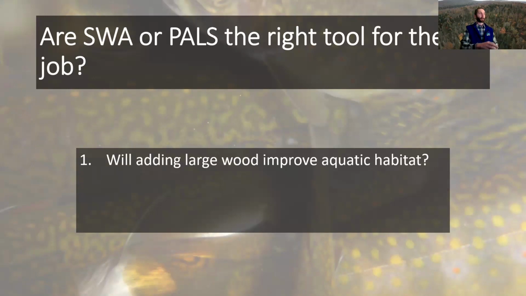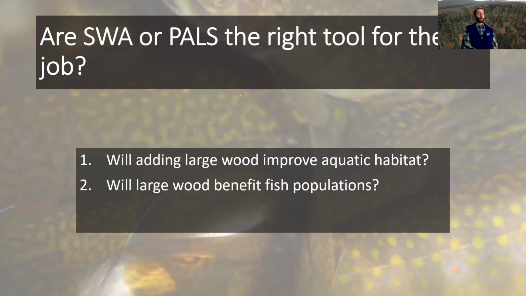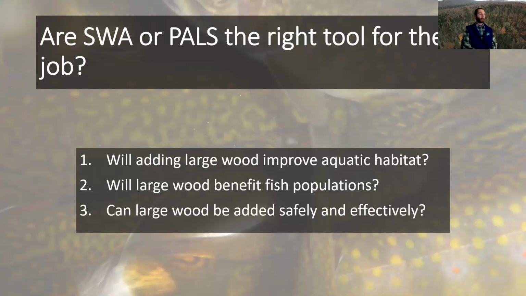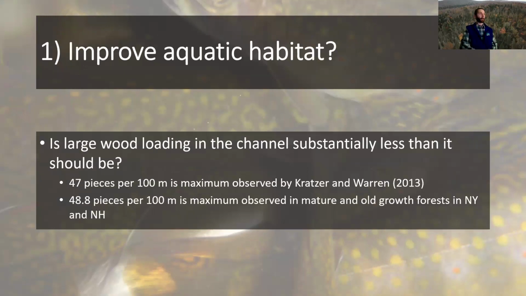The first big question is, will adding large wood improve aquatic habitat? Will large wood benefit fish populations? This one might be optional for you depending on what your goals are. You don't have to do this with the goal of benefiting fish, because there are other benefits to adding wood as well. But if fish is part of your goal, then that's an important question. And then, can large wood be added safely and effectively? Now I'm just going to go through some sub questions that relate to these.